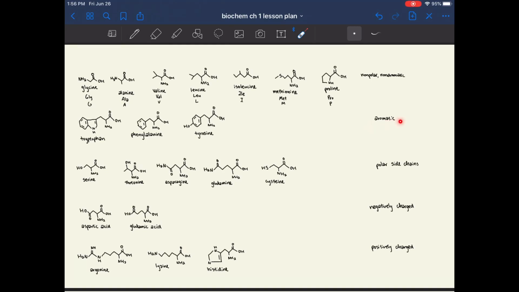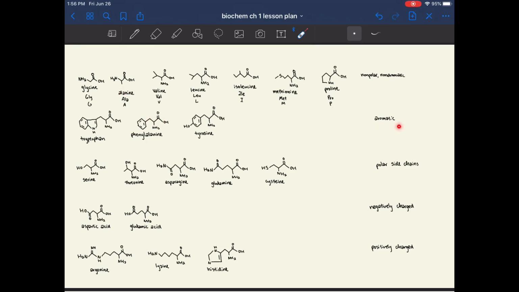The next group of amino acids are the aromatic amino acids, which include tryptophan, phenylalanine, and tyrosine. So an easy way for me to remember phenylalanine is that it has a phenyl group attached to what is basically alanine.